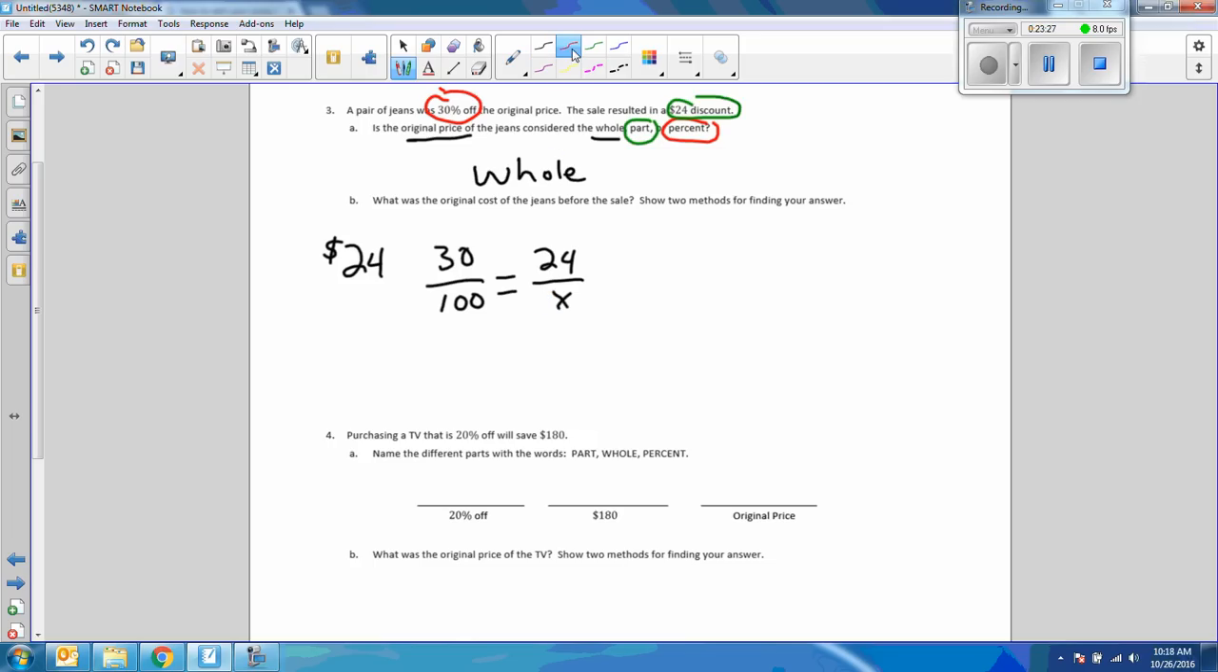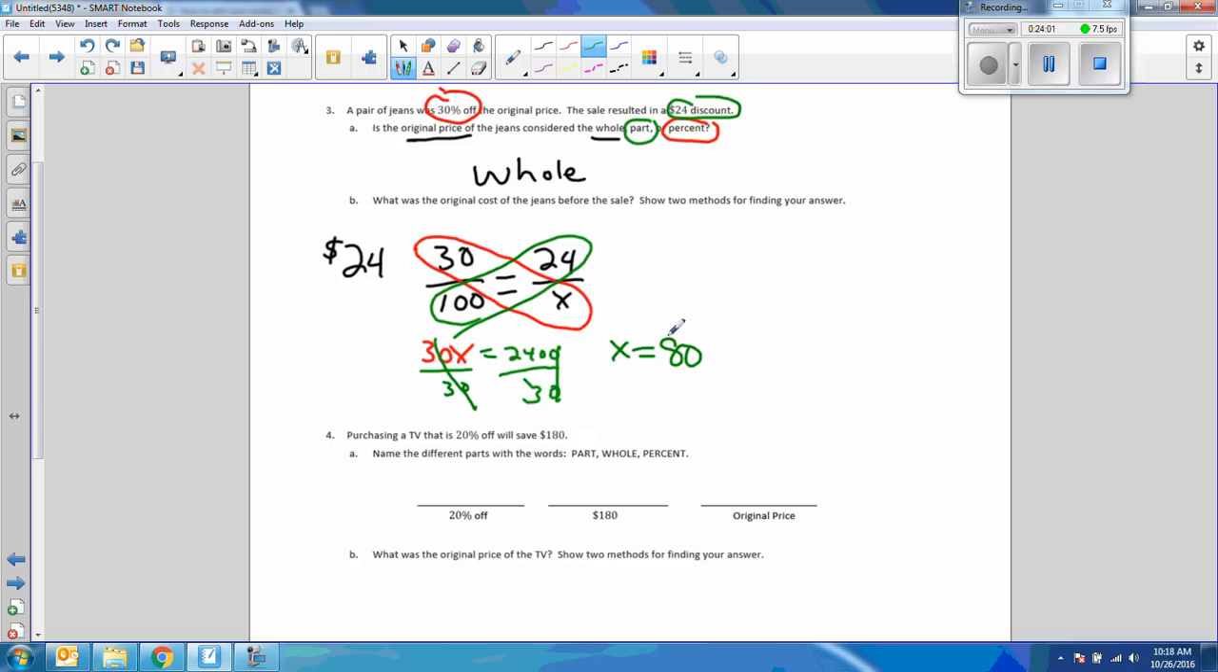So here's how we set up our equation. I'm going to cross multiply, and I get 30x. Okay, and then I'm going to cross multiply, and I'm going to get 2,400, and then I'm going to divide both sides by 30. These 30s cancel, so x, our original price, is 240 divided by 3, or $80. So the original cost of the jeans before the sale was $80.